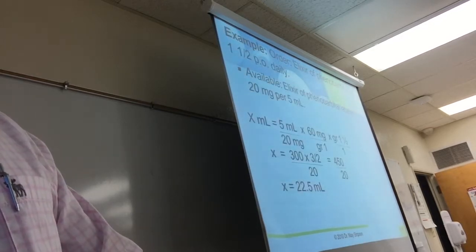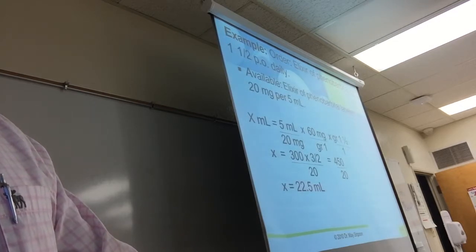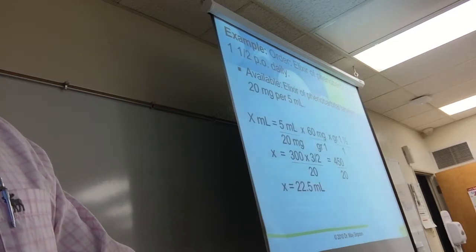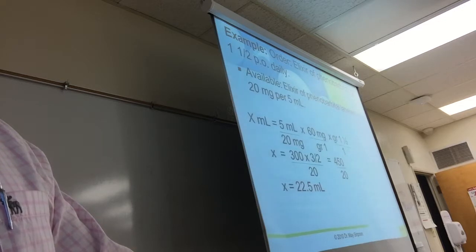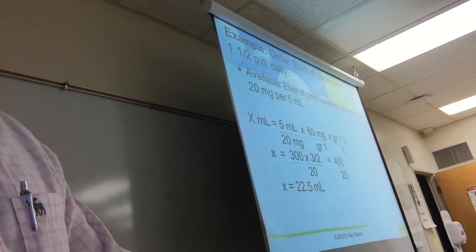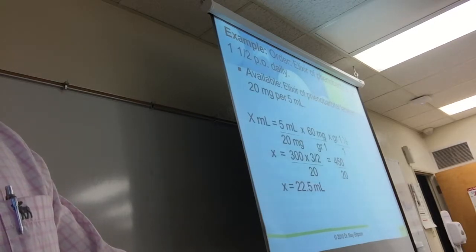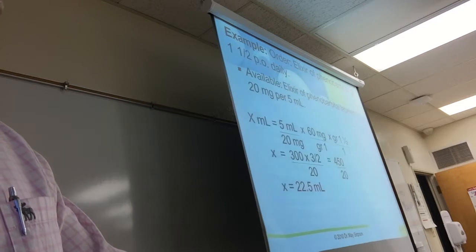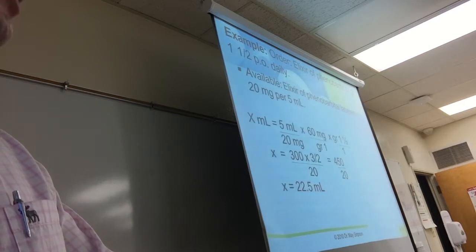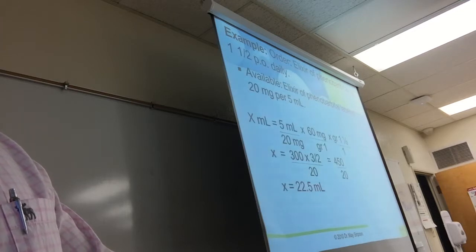Elixir of phenobarbital, 1.5 grains PO, or by mouth, daily. Your elixir of phenobarbital is labeled 20 milligrams per 5 mLs. Aspirin's about the only one that uses 65 milligrams per 1 grain. Almost all other medications, unless specified differently on the label, will use 60 milligrams equals 1 grain. Just remember that when you're doing your math.